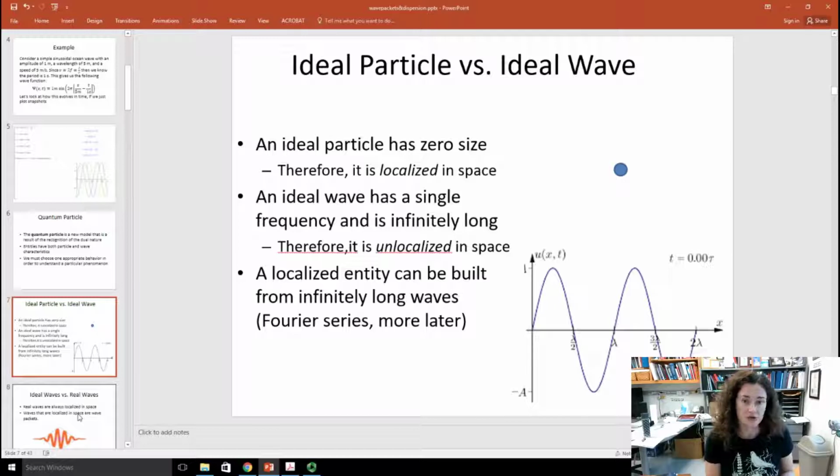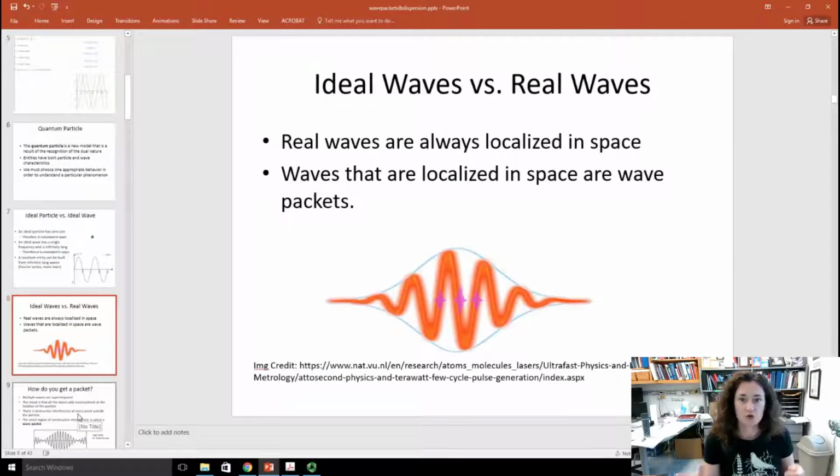But what we can do is build localized entities using Fourier series, using Fourier mathematics. Okay? So we use infinitely long waves and we sum up a bunch of those, and that helps build little localized entities. So real waves, real wave packets, are always localized in space. And we call waves that are localized in space wave packets. And a little cartoon of a wave packet is pictured here.